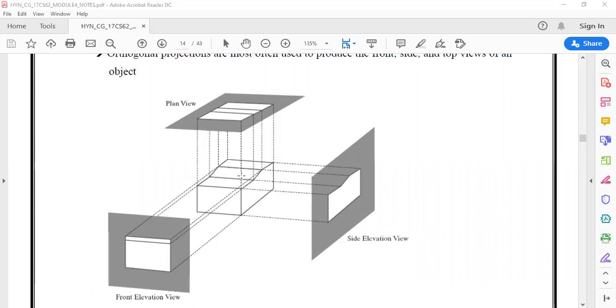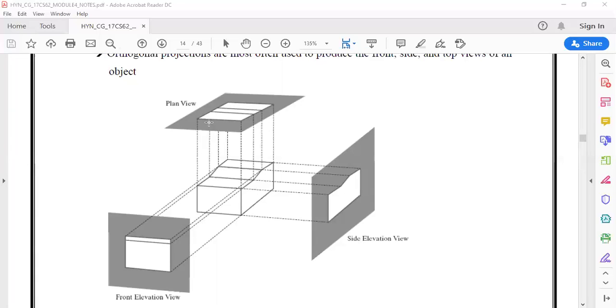If I consider this as my object and want to see the front view, I can draw the projection lines from each of the vertices of the object such that they are perpendicular to the view plane, or parallel to the z-axis. So I can see the front elevation view. If I have to see the side view, I draw the projection lines from each of the vertices onto the view plane such that they are parallel to the x-axis, or perpendicular to the view plane. What I get is the side view.